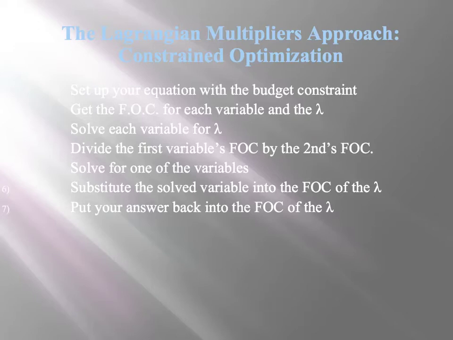Fifth, you're going to solve for one of the variables. Sixth, you take that solution from step 5, you put it back into the first order condition of the Lagrangian, and then you should get an answer there. And then seventh, you put that answer back into the first order condition of the Lagrangian, and then you get the other answer. And then you figure out how the consumer maximizes their consumption.